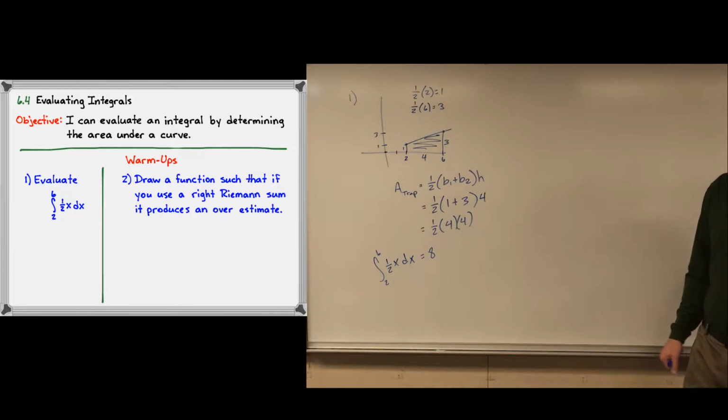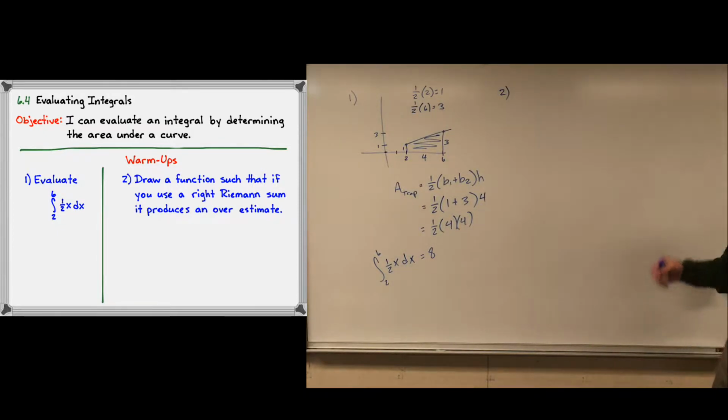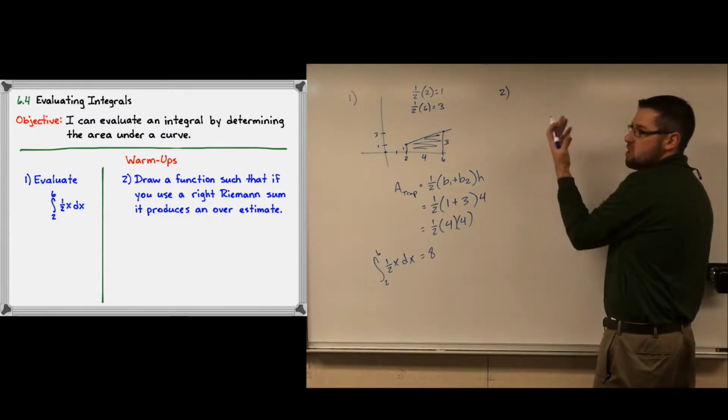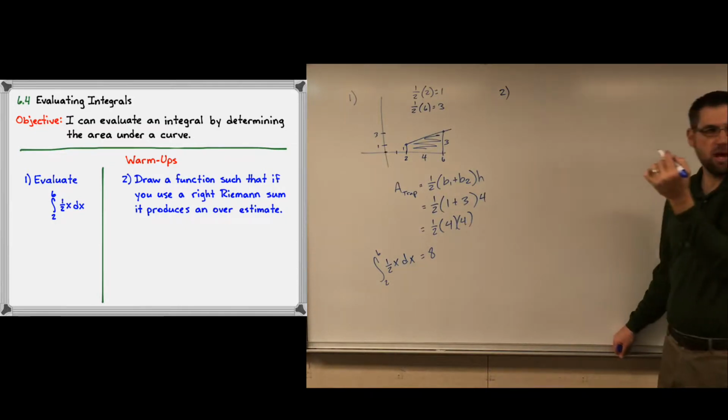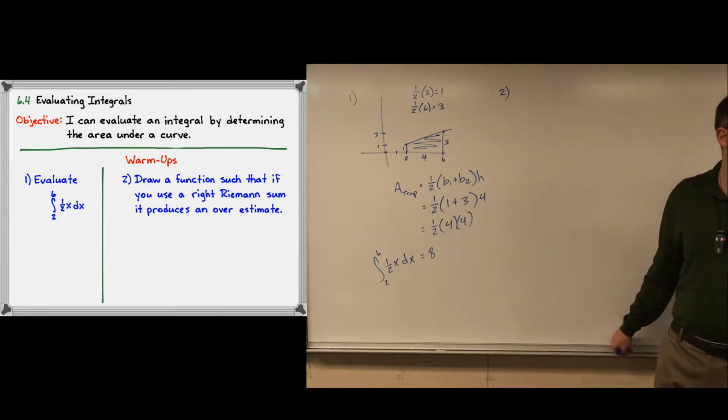All right. Number 2. We want a function so that when I do a right Riemann sum, a right-hand rectangular approximation, we get an overestimate. So we want to have a curve, and you can just experiment, but either way, you wrote it down. What determines whether it's an over or under approximation? Whether a function's increasing or decreasing, right?